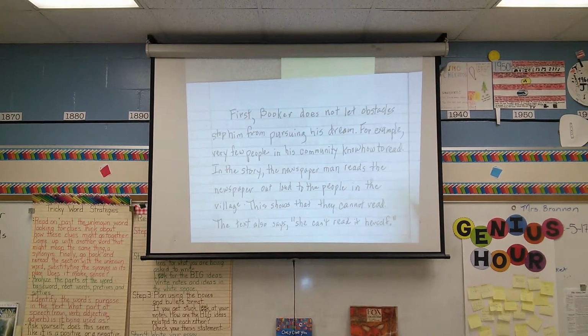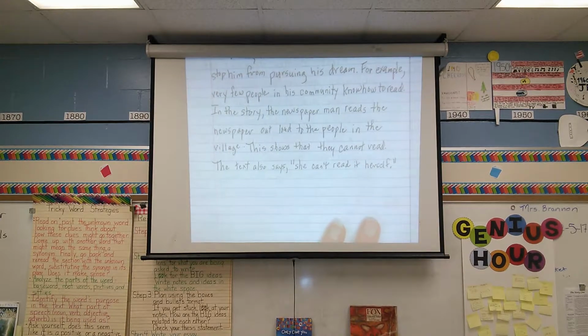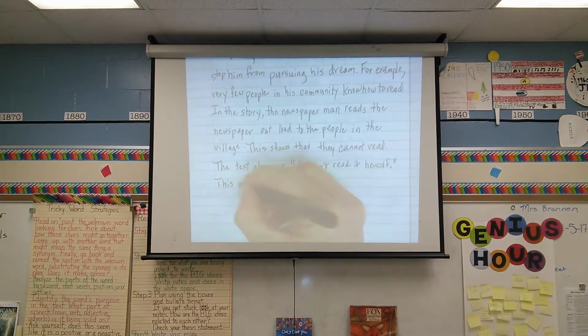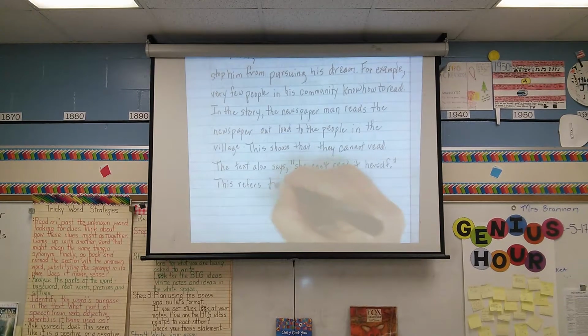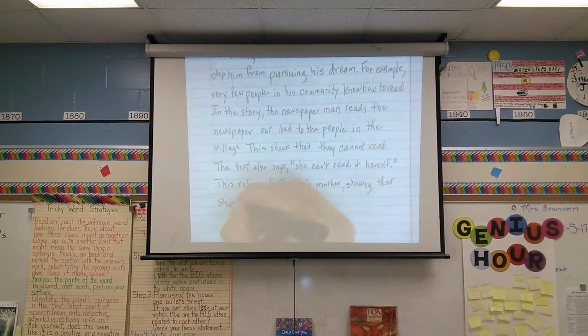And notice that I have quotation marks around my evidence that I'm quoting directly from the text. Whenever I lift words from the text, I need to make sure I put them in quotation marks so that my reader knows it's a direct quote. These are not my own words, they came from the text. This refers to Booker's mother, showing that she is unable to read.